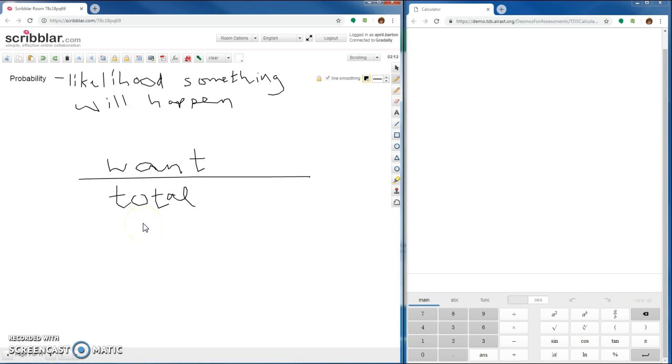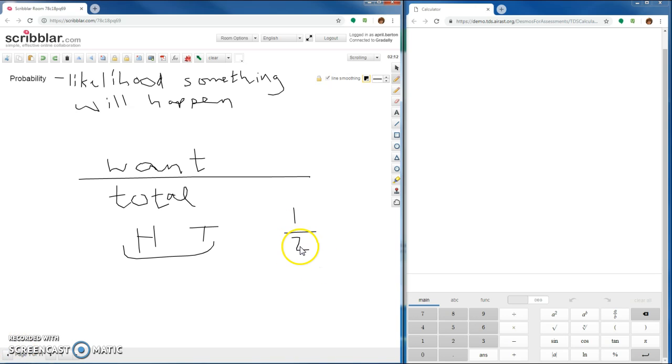You want to say, well, on a coin, one side's heads, one side's tails. Heads is one option, tails is the other. So the one we want is heads. There's only one of those. Out of all the ways that it could happen is 2, so that's a probability of 1/2.